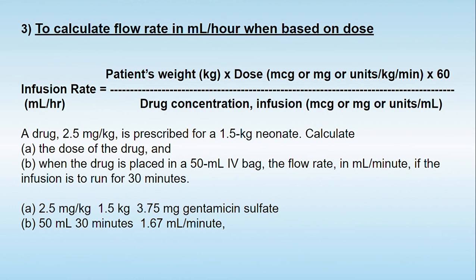Number 2, when the drug is placed in the 50 ml IV bag, and I have to run it for 30 minutes. So it's very simple, 50 ml for 30 minutes. So I will divide 50 ml by 30 minutes. So I have to give the patient 1.67, so that is equal to 1.7 ml per minute.